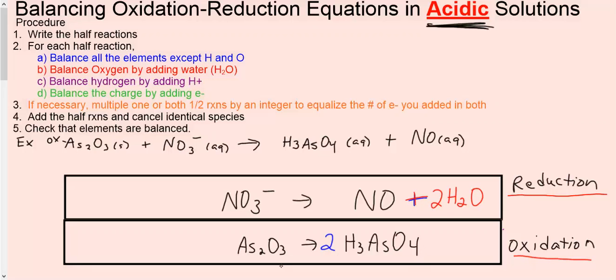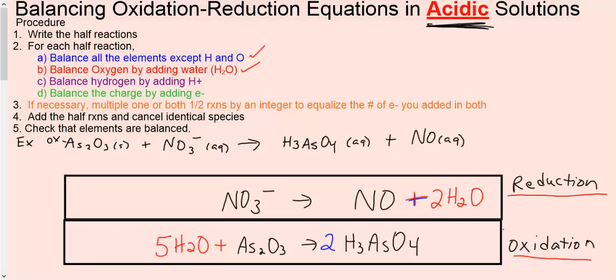Down here, let's see, we have 3 oxygens on this side, and we have 2 times 4 or 8 oxygens on the right. That means we need to add 5 oxygens on this side, so we'll add 5 H2O. Now that balances our oxygens. There's 5, 6, 7, 8. 2 times 4 is 8. We've taken care of that step for both of our oxidation and reduction half reactions.